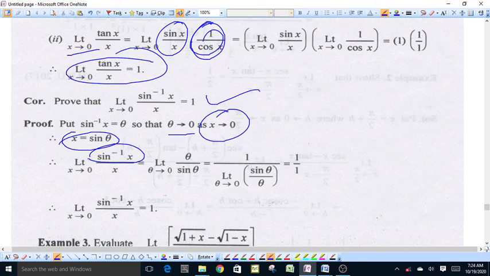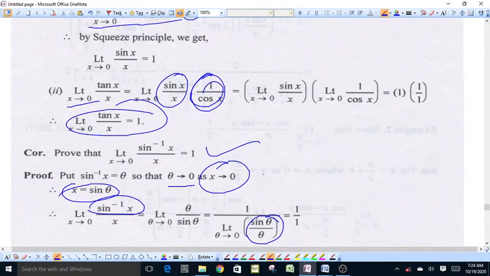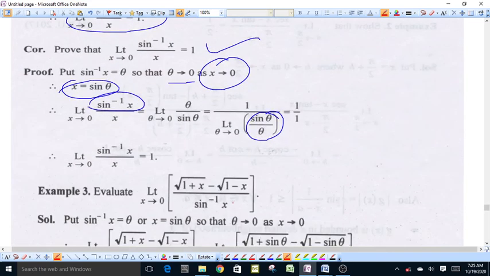This can be written as 1 upon the limit as theta approaches 0 of sin theta upon theta, and from the result we have already proved, the limit of sin x upon x as x approaches 0 is equal to 1. Therefore, the limit of sin theta upon theta as theta approaches 0 is equal to 1. The limit of sin inverse x upon x comes out to be 1.